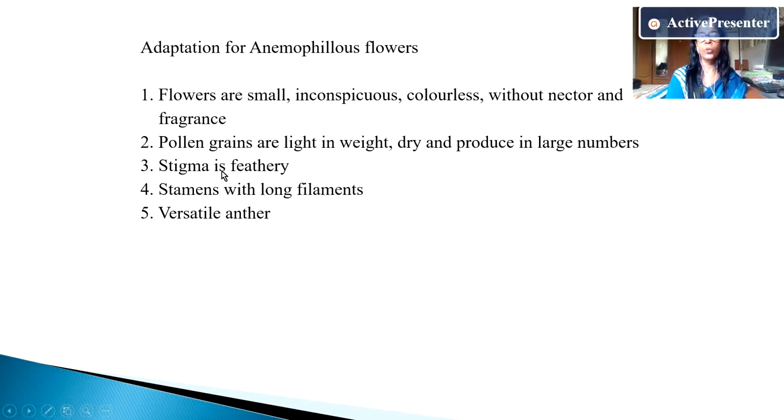The stigma is feathery, to catch the pollen grains. Stamens have long filaments, so the anthers can easily move and be carried by the wind. Versatile anther, that is an inverted, elongated anther, is known as a versatile anther. So these are the adaptations of wind-pollinated flowers.